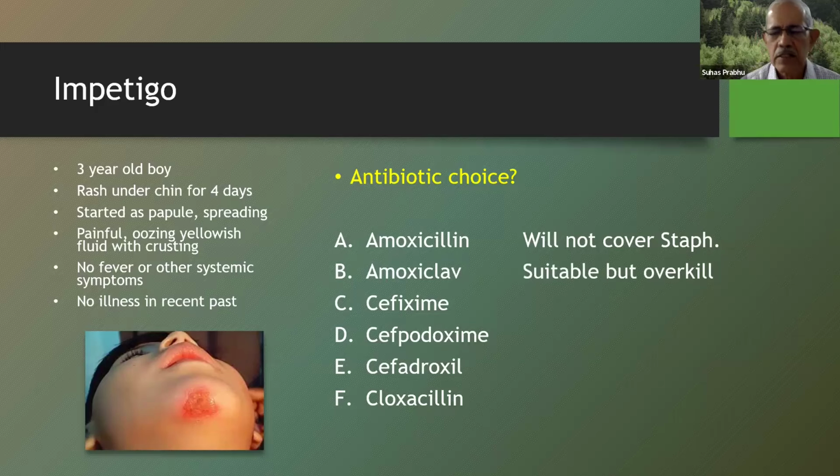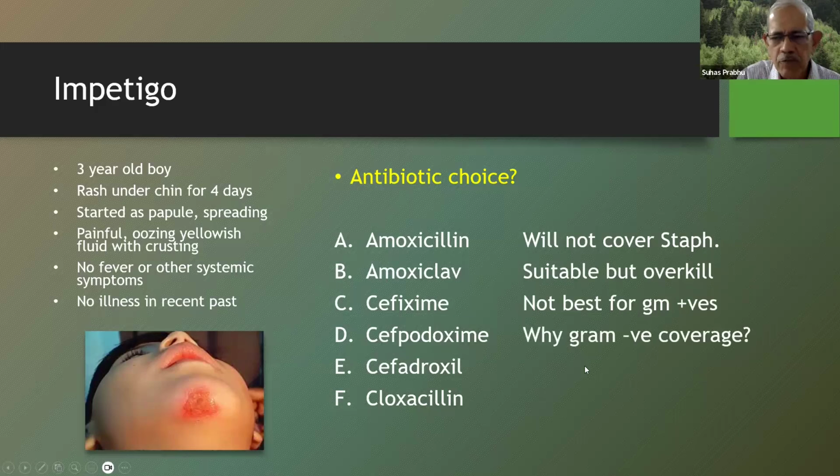Amoxiclav, yes, it will cover Staphylococcus because it has a beta-lactamase inhibitor, which acts against the penicillinase that the staph produces. But again, as I mentioned in the previous slide, it has too broad a spectrum. It is overkill. It's going to destroy a lot of organisms, normal bowel flora and all. So this is not going to be my first choice. Cefixime, strep and staph are both gram positives. So why would you use cefixime, which is primarily gram negative? Cefpodoxime, yes, you can use it as gram positive coverage, but it also has gram negative coverage.